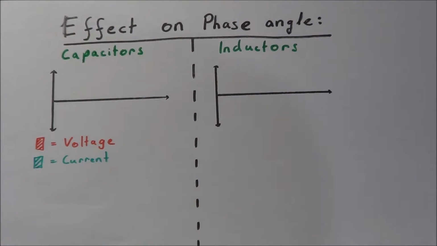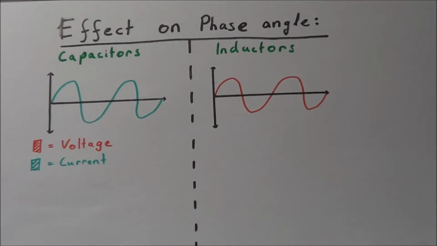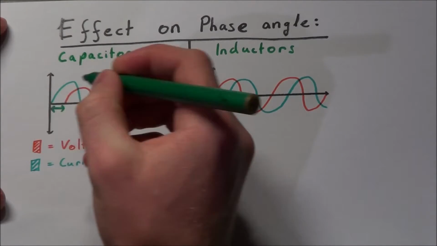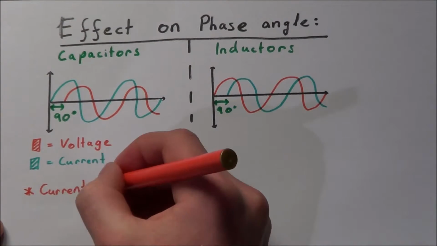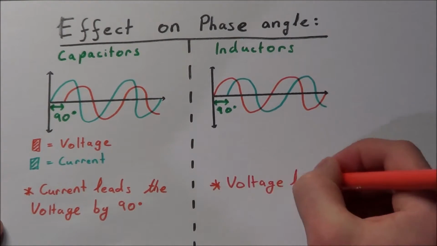The only real difference is when analysing capacitors and inductors, as they will alter the phase angle of current compared to voltage due to the reactance times. Current leads the voltage by 90 degrees in capacitors, and voltage leads the current by 90 degrees in inductors.